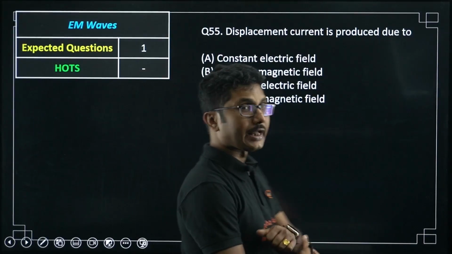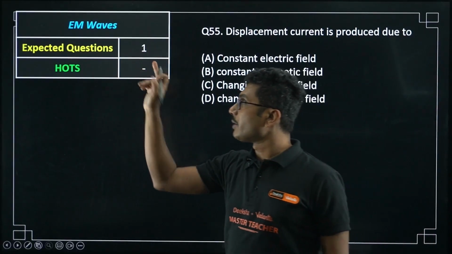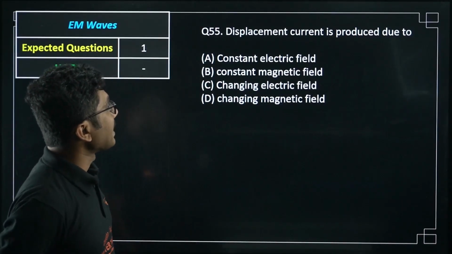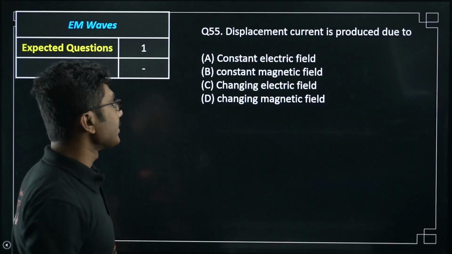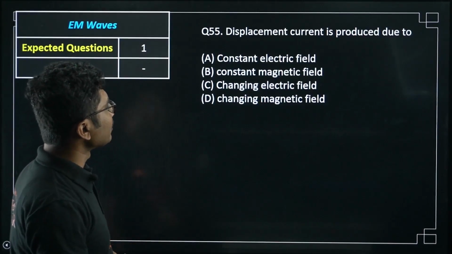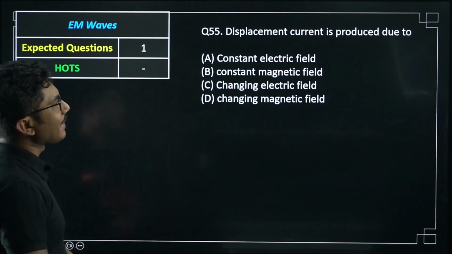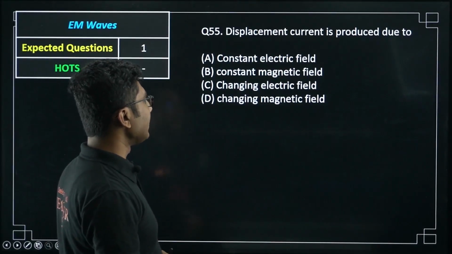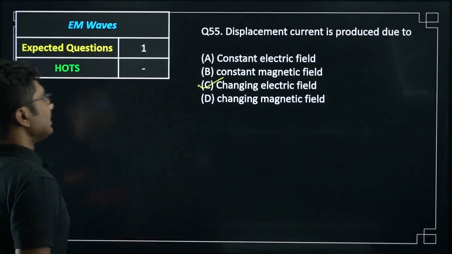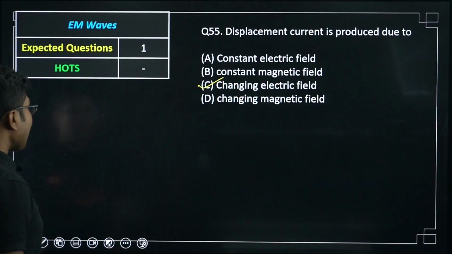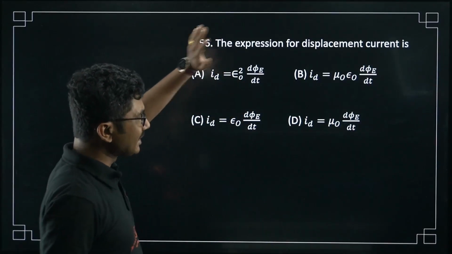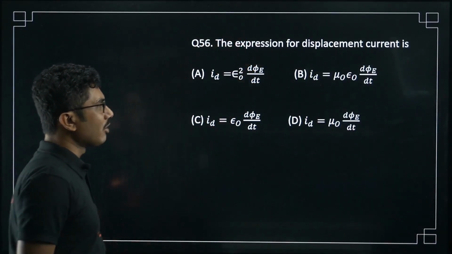Now EM waves. Again, if you see EM waves, one question is coming. It is a very easy chapter and no hot question from this chapter as well. So mostly memory-based questions will come from this chapter. Displacement current is produced due to constant electric field, constant magnetic field, changing electric field, or changing magnetic field. So obviously changing electric field is the answer. Now this question is last year's question, so most probably it will not come again.